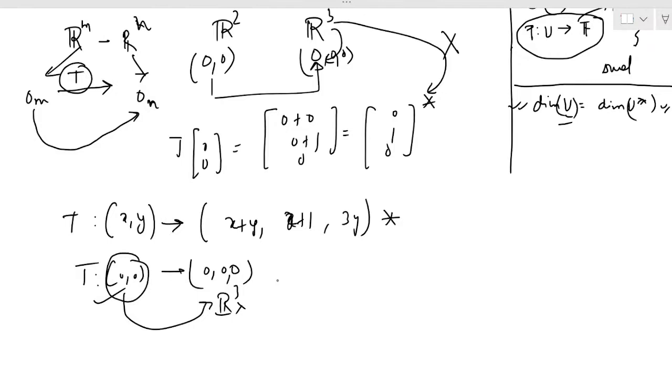Is that clear or not clear? Okay, I hope it is clear.